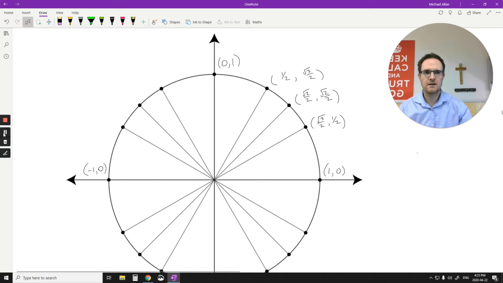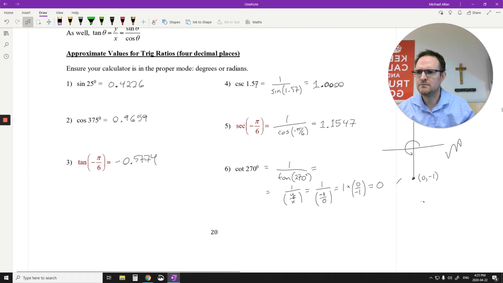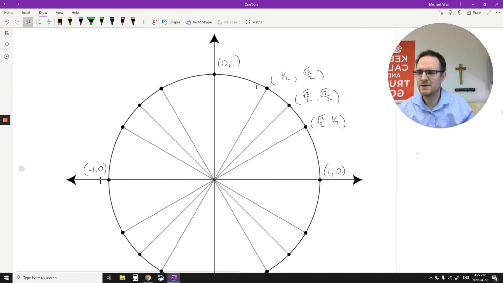Okay, so here's what I've done so far. I just put the coordinate points down. I put the quadrantal ones too, because those are important ones to know, like 1, 0, 0, 1, and negative 1, 0. And we already did the 270 before, it'd be 0, negative 1. I think that's what we put up here, didn't we? Yeah, 0, negative 1. Okay.